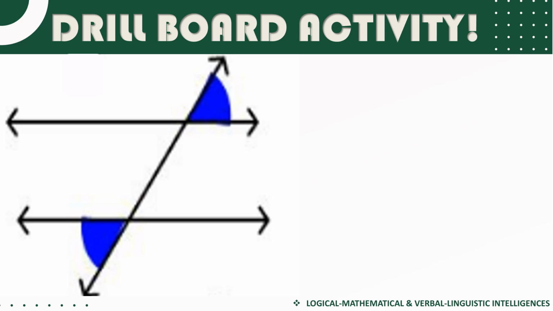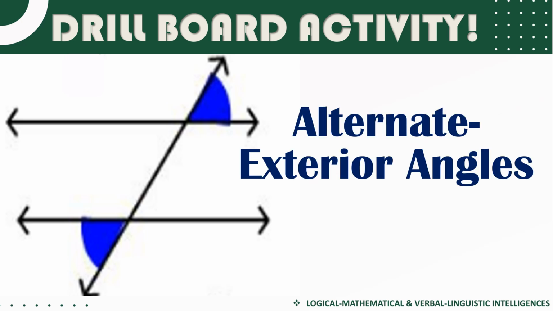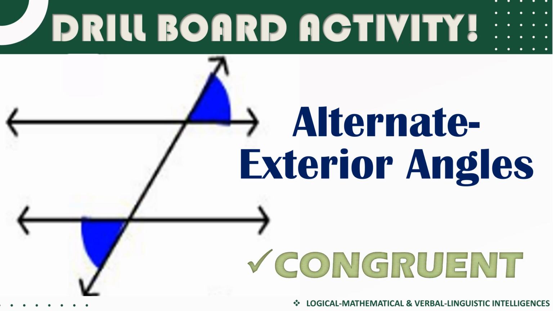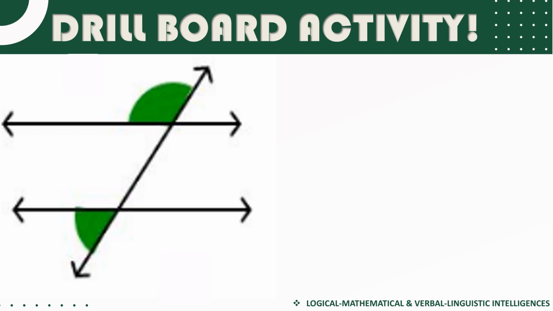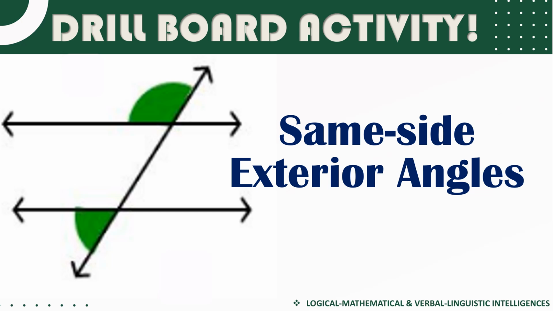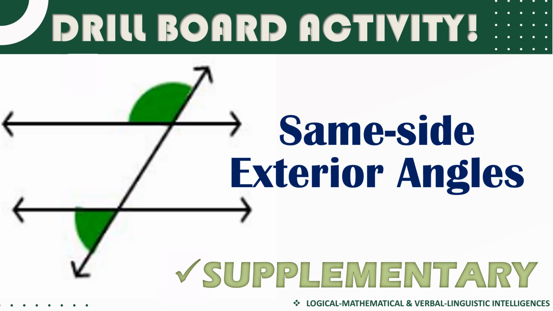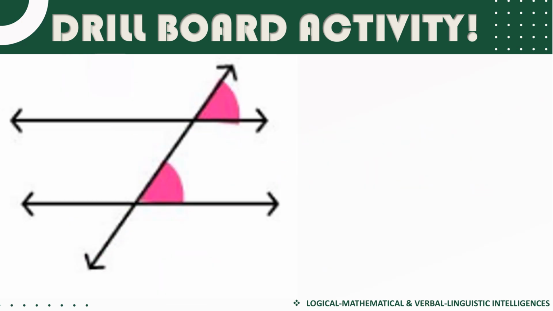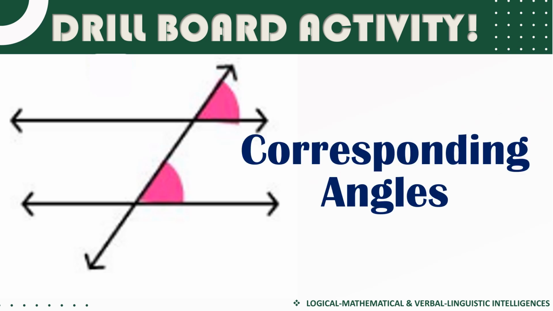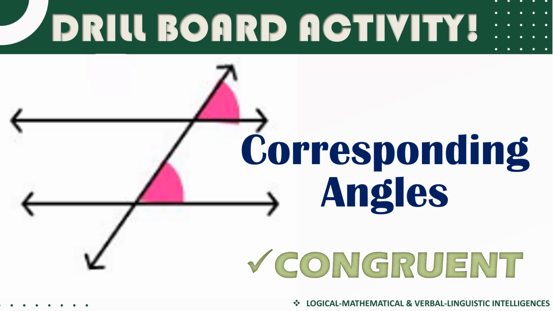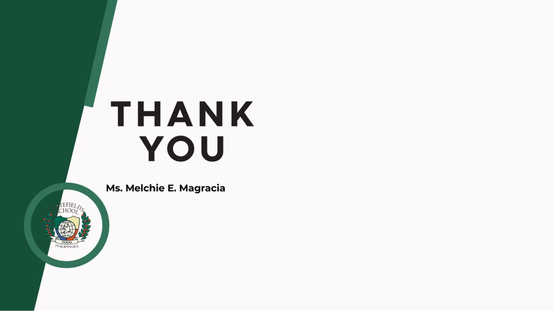Next, how about this? This is alternate exterior angles, and we all know alternate exterior angles have congruent measures. This is actually same side exterior angles, and we all know same side exterior angles are supplementary. Alright? Next, last one. How about this? This is actually corresponding angles. And what can we say about the measurement of this pair of angles? They are congruent.